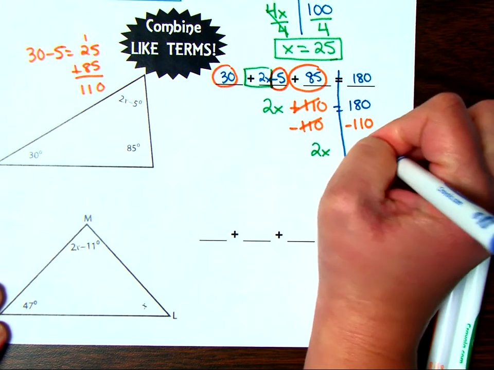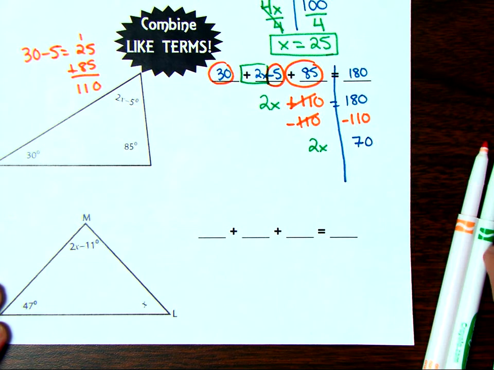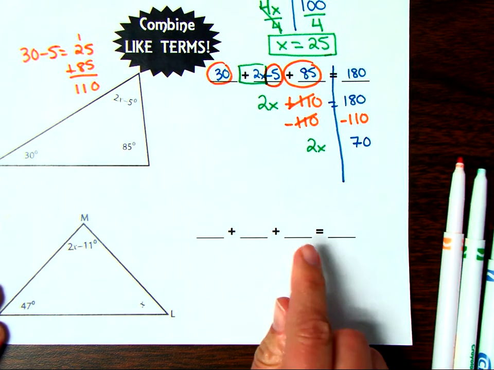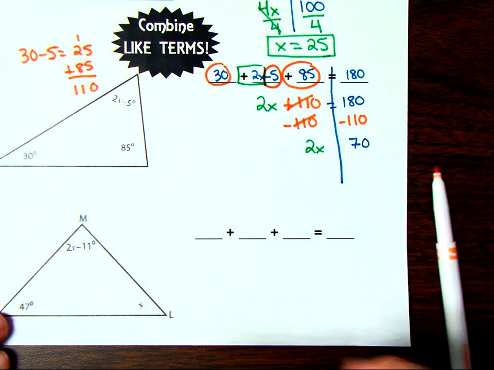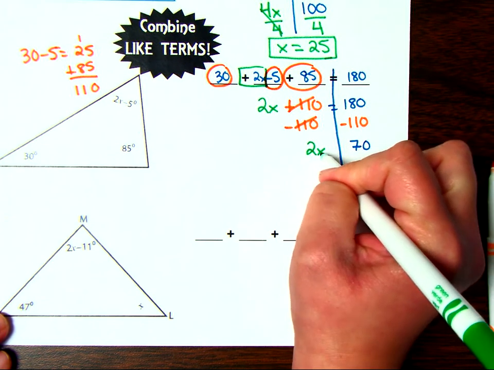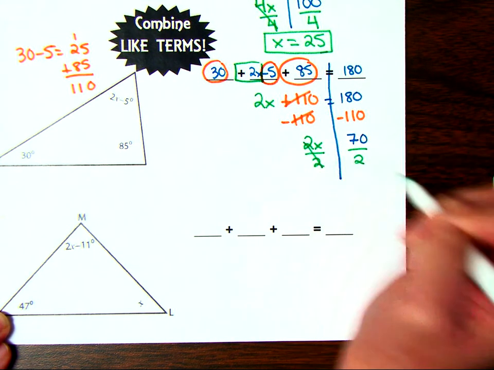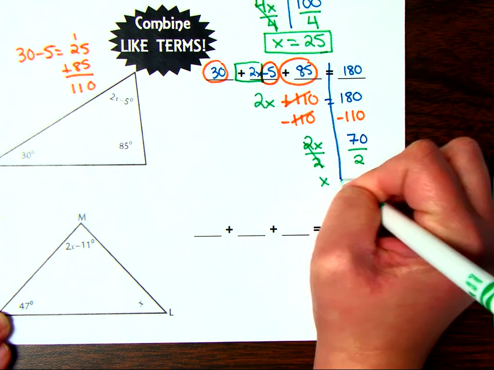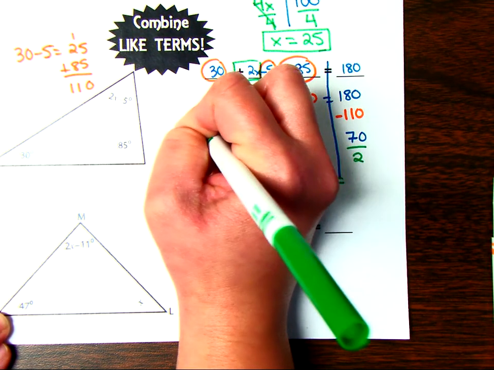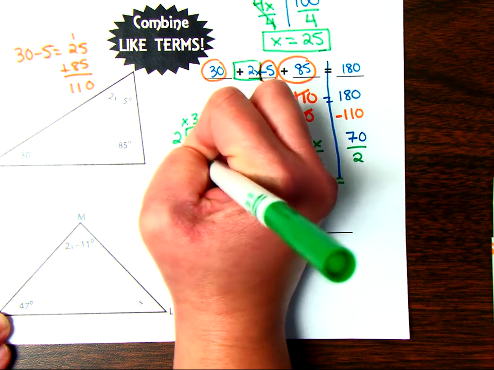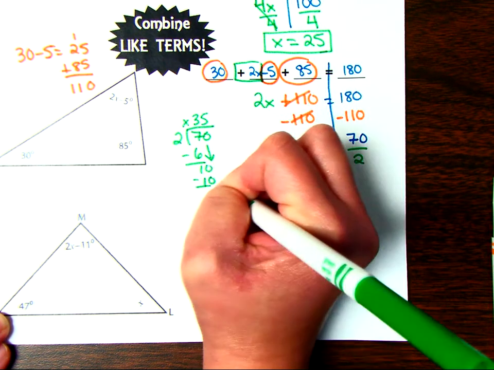0 minus 0 is 0. 8 minus 1 is 7. 1 minus 1 is nothing. So we have two x's sharing 70, but that's not how much one x is worth. That's how much two x's are worth. So a number in front of the variable means multiply. So we need to do the opposite of multiply, which is divide. And if we do our long division, half of 70, or 70 divided by 2, we're going to get 35.